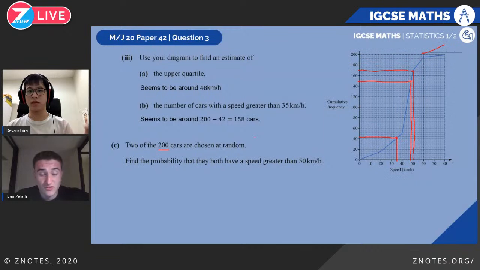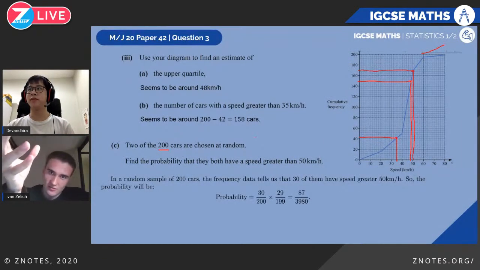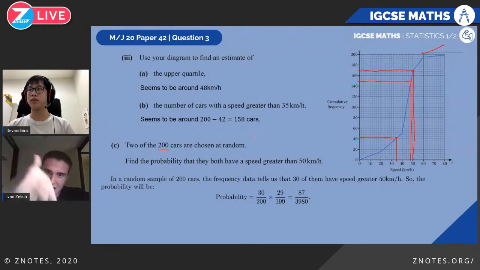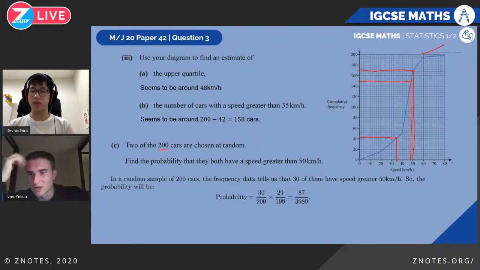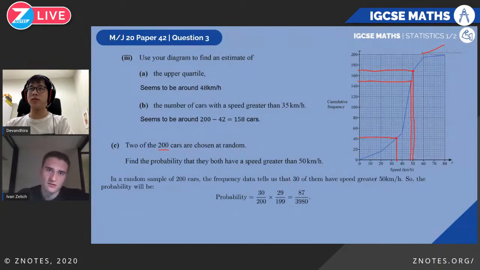However, because you're choosing 2 cars, once you get one of the 30 cars, then you only have 199 cars, and 29 of those will have speed greater than 50. So the probability is the product of 30 on 200 times 29 on 199, because you take one car away that's greater than 50 speed, so there's 29 cars left, and you're taking 1 car out of the total, so there's 199, and that's an estimate of the probability.